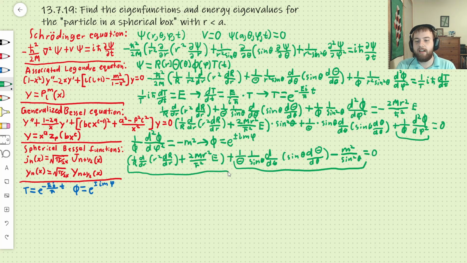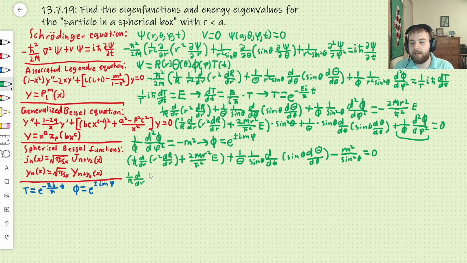So now, if you notice, this part of the equation has all of the thetas, and this part of the equation has all of the r's. So we're finally down to a function that has 2 variables, meaning that we can separate both of them in this step rather than separating a part of it and then figuring out what to do there. We can finally separate both of the equations here. So I'll just rewrite the r part first. 1 over r d dr r squared dr dr plus 2m r squared over h bar squared e. This equals some constant k.